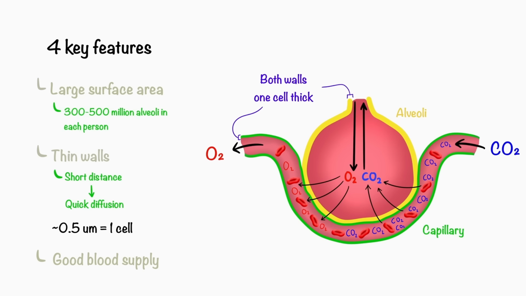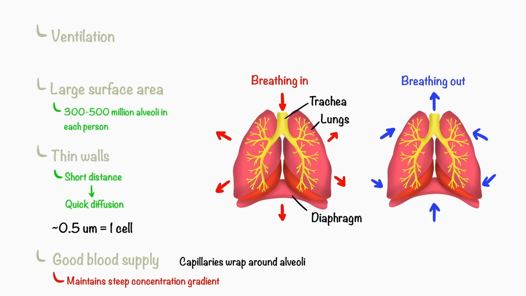Third, in animals, exchange surfaces have a good blood supply. This maintains a steep concentration gradient by rapidly carrying away substances that have diffused in. It also brings new substances to diffuse out. Our lungs have a dense network of capillaries surrounding each alveolus for this purpose. Fourth, for gas exchange in animals, there's often a mechanism to ventilate the exchange surface. This ensures that fresh supplies of substances are constantly brought to the exchange surface. In humans, this happens through breathing, which brings fresh air into the lungs.